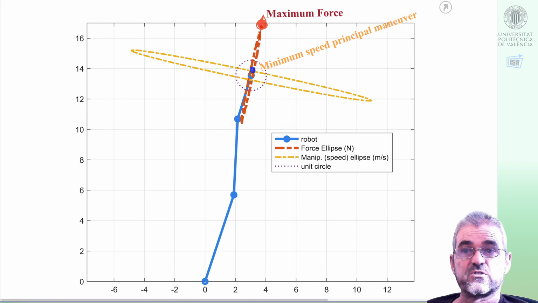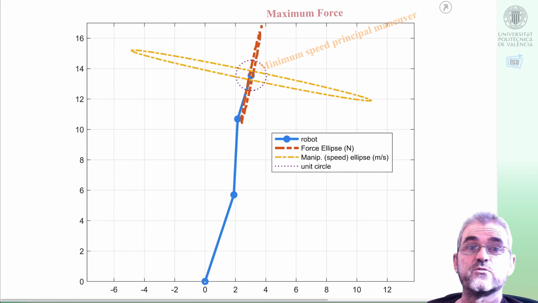The robot is almost aligned to that direction, so a force in the direction of the red ellipse's major axis exerts a very low torque that can be easily compensated. But on the other hand, the Jacobian is almost singular, so speeds are very small. This is the kind of inverse relationship.